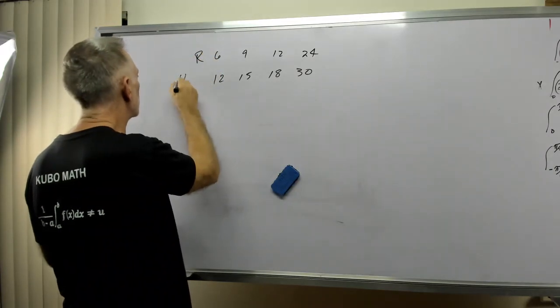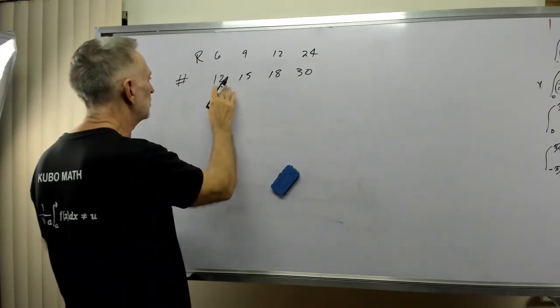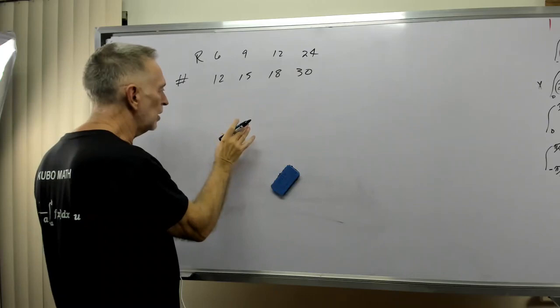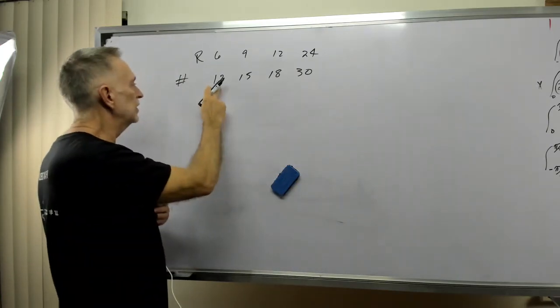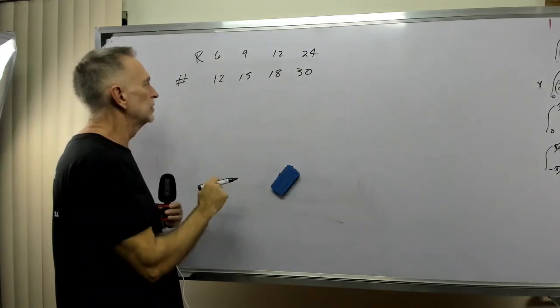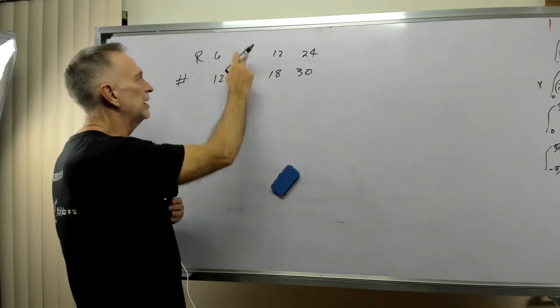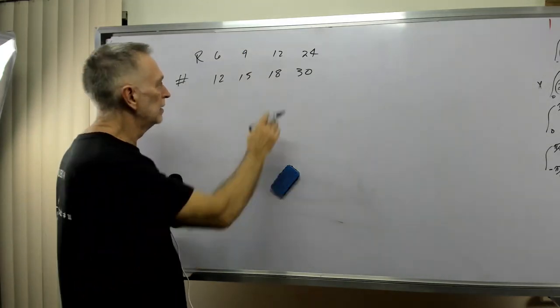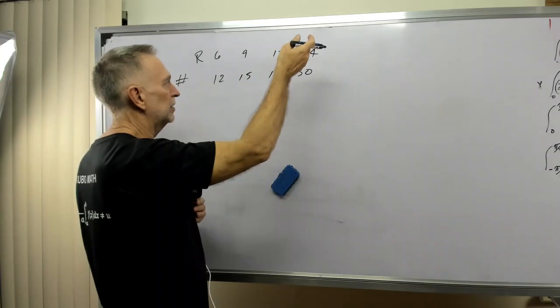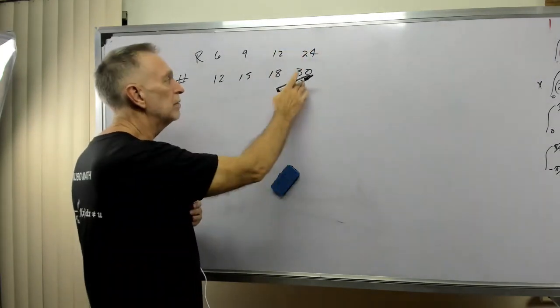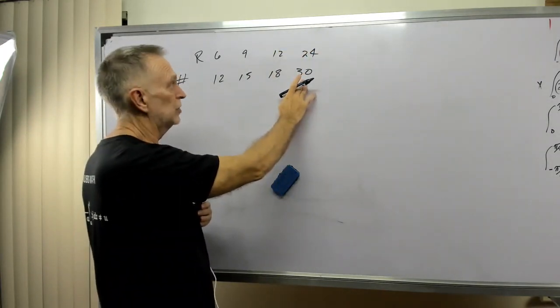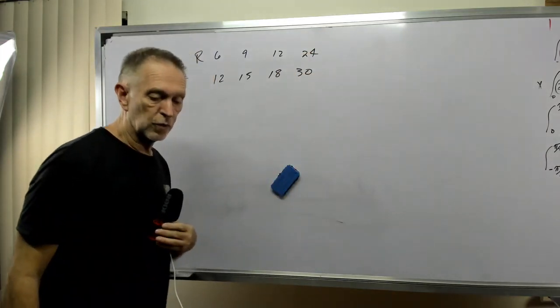This is the numbers here. So I'm trying to have some number that when I divide 12 into it, I get a remainder of 6. But when I divide 15 into it, I get a remainder of 9. When I divide 18 into this number, I get a remainder of 12. And when I divide 30 into it, I get a remainder of 24.